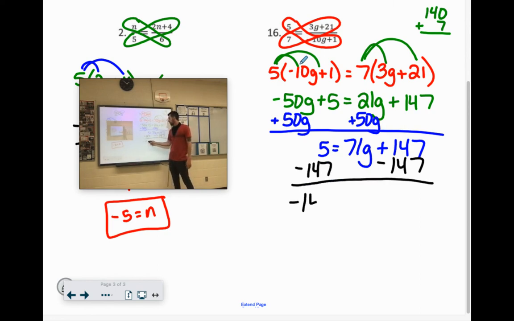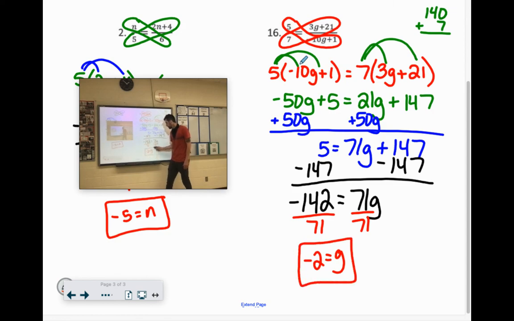Negative 142 equals 71g. Ew, yes, let's divide by 71. Negative divided by positive is negative. 71 goes into 142 2 times. Sweet. That's it, baby birds. We did it.